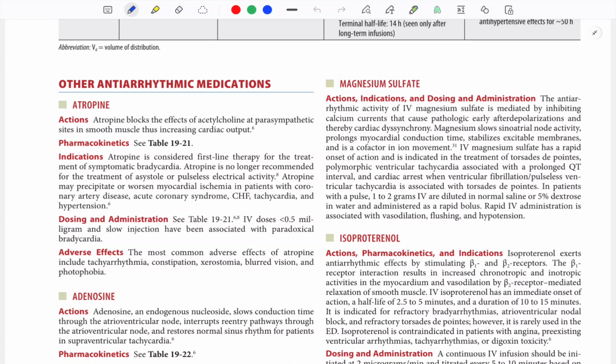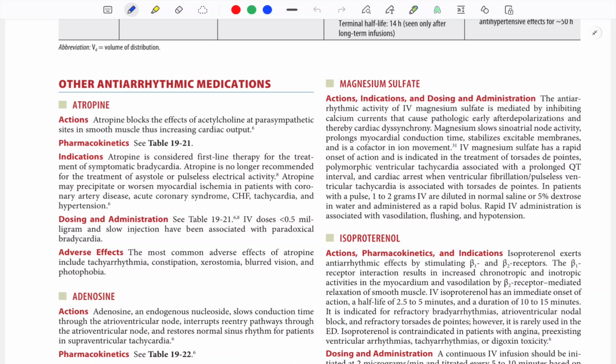IV magnesium sulfate has a rapid onset of action, indicated in torsades de pointes, polymorphic VT associated with a prolonged QT interval. It can also be used in cardiac arrest associated with torsades de pointes and prolonged QT. So it is used in torsades de pointes, polymorphic VT and prolonged QT.